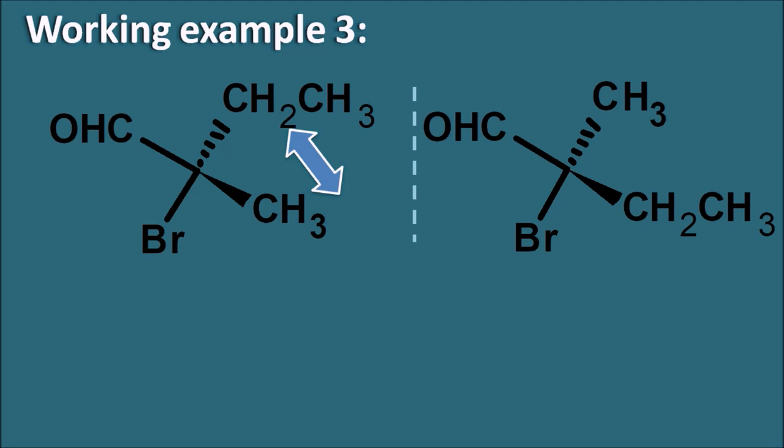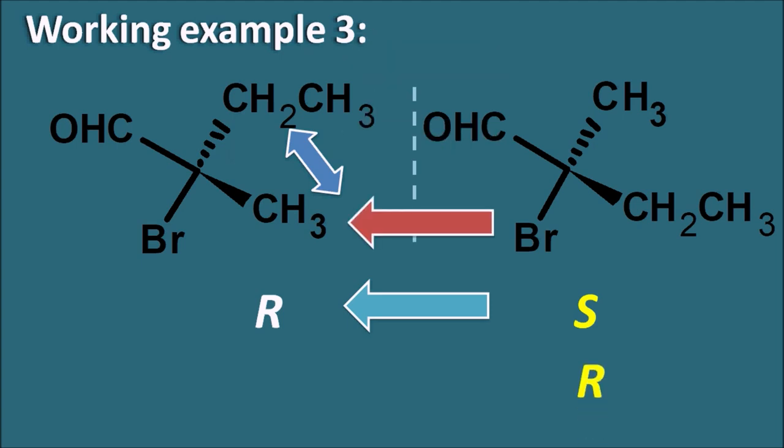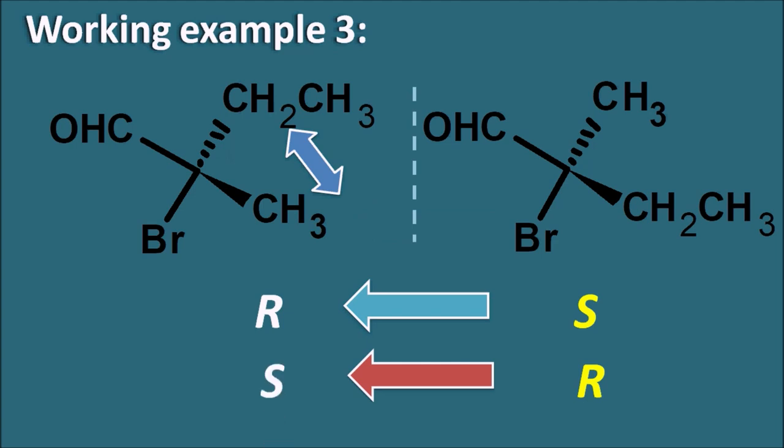In the second structure, we can easily assign the priority because the lowest priority group CH3 is on the dashed line. So if the mirror image of the given structure is S configuration, then the original structure will be R configuration. If the mirror image of the structure is R configuration, then the original structure will be S configuration. In this way, we can go for a retro method such that we assign the R and S configuration to its mirror image, and if its mirror image has the S configuration, the original compound will have R configuration, or if it has R configuration, the original compound will have S configuration.